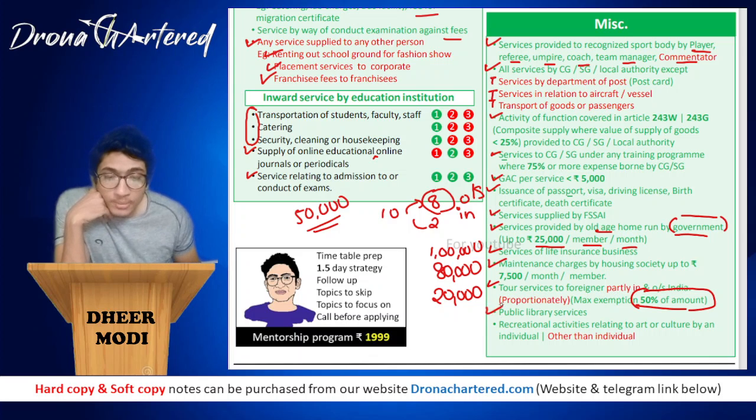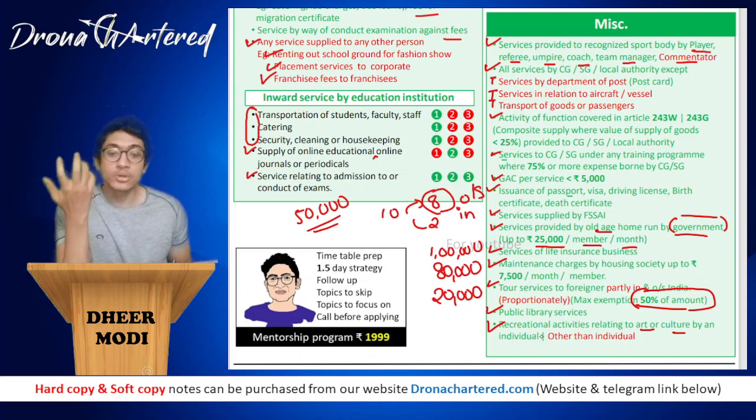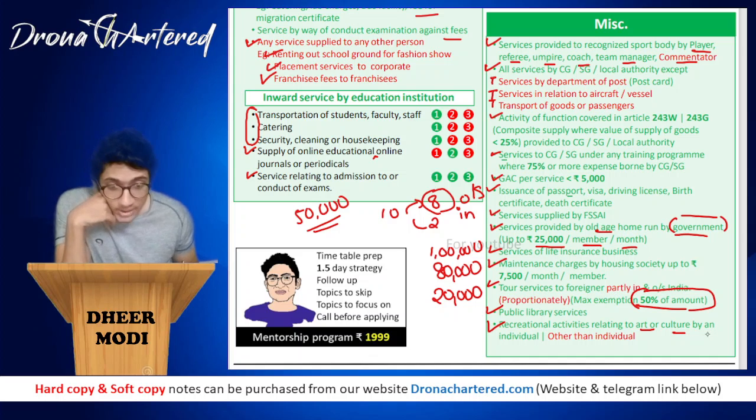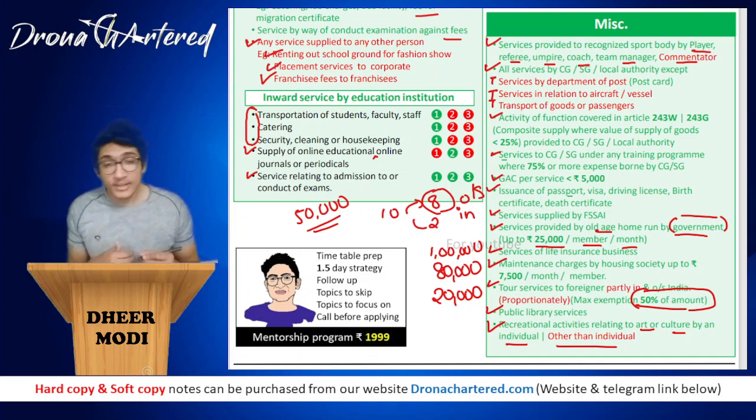Now next, public library services are exempt. Any recreational activities relating to art or culture by an individual are exempt. So only if they are by an individual will it be exempt. If it is by anybody other than an individual, that will be taxable. And with this, we are done with this chapter.